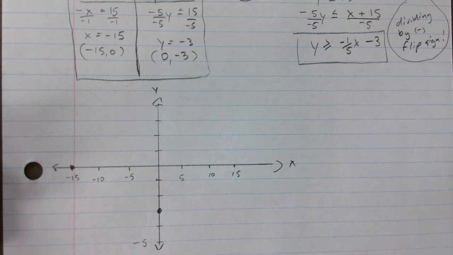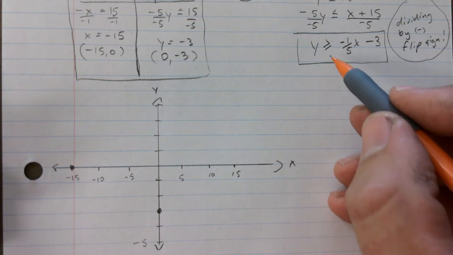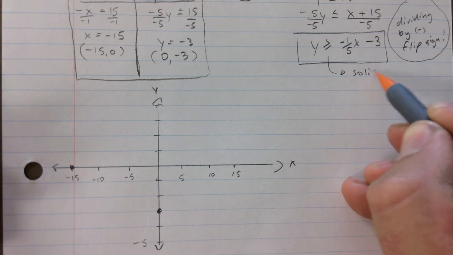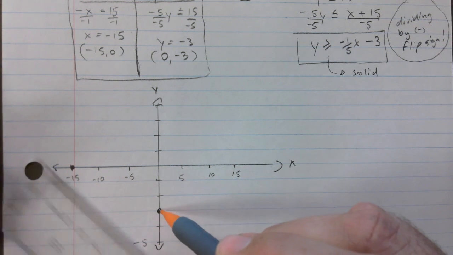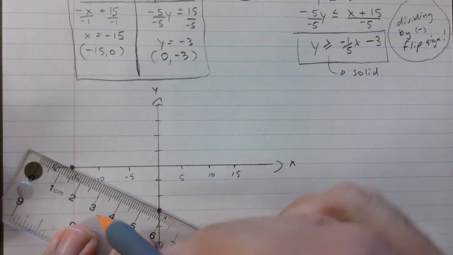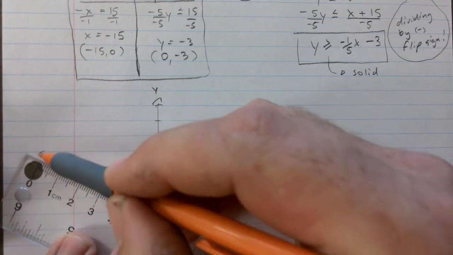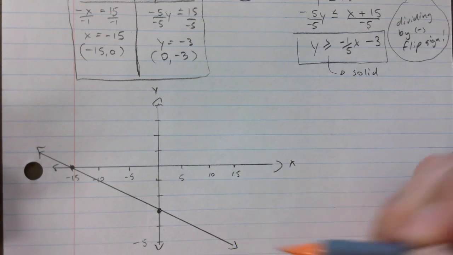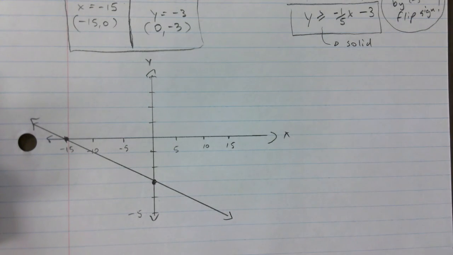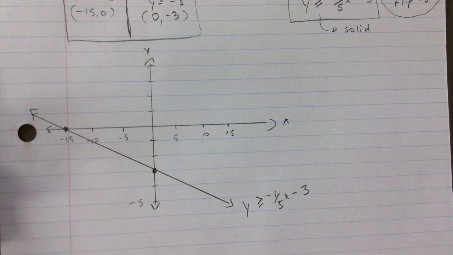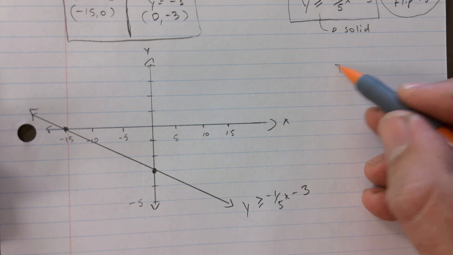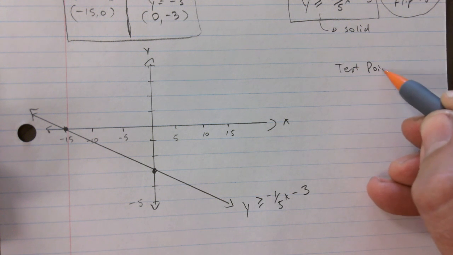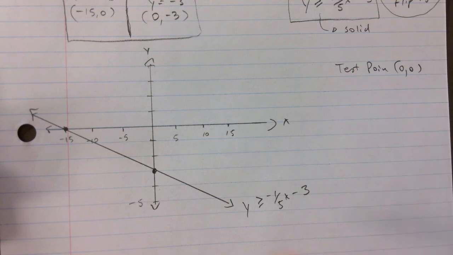Solid or dashed? Solid, right? So make your line. Don't be scared to extend past. I'm going to label it right away. Now I need to figure out the shading. So test point, 0, 0. Where is 0, 0? Above or below the line?